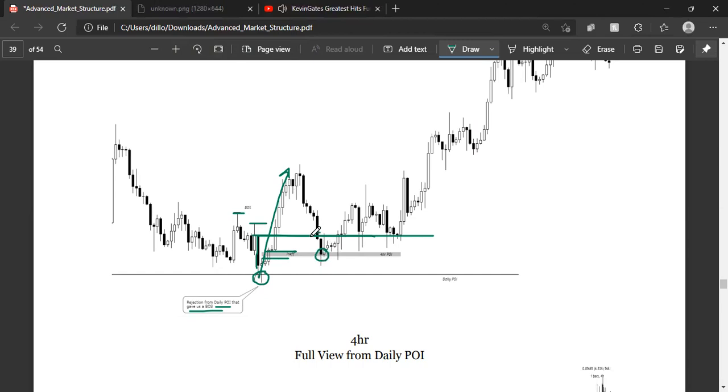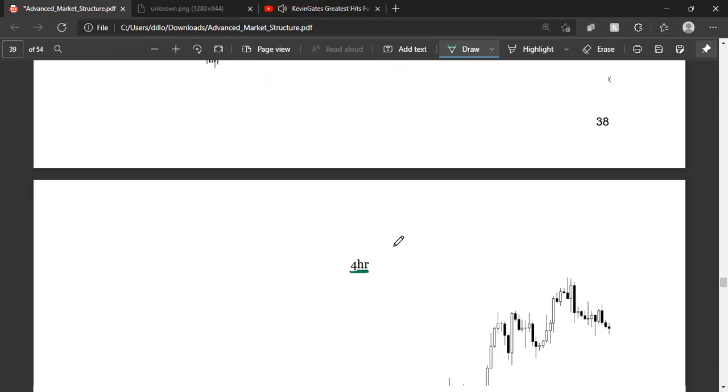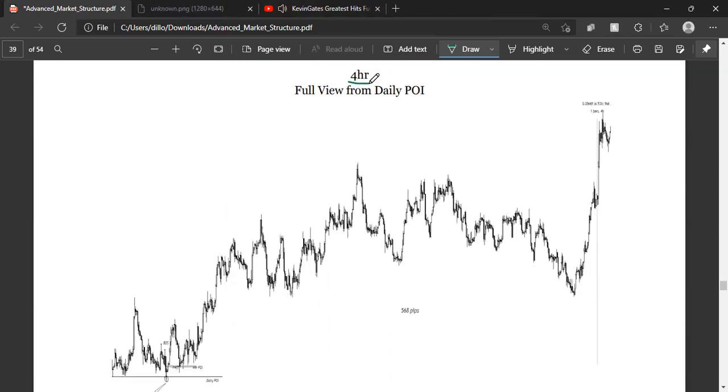So our entry, whichever one, whatever type of trader you are, right? Doesn't matter, because you know the direction and you know your type of setup, right? So you'd still be on the right side of this market. Stop loss below the low, right? You'd be good. So that was from the daily, dropped down to the 4-hour, and then this is on the 4-hour, but a full view from the daily point of interest, right?